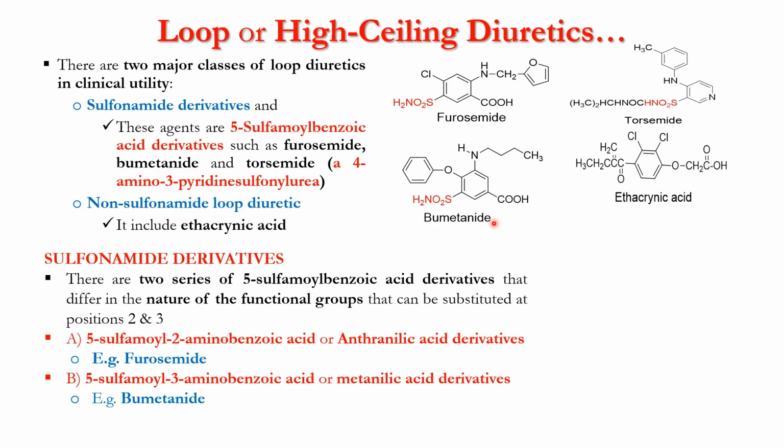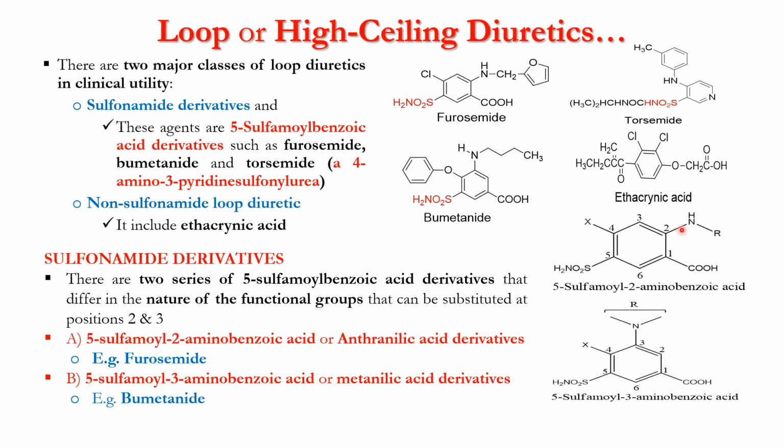If the substitution happens at position 2, here is position 2, they are taken as 5-sulfonyl 2-amino-benzoic acid derivatives that come dominantly from anthranilic acid derivatives. So furosemide is a prototype for this group. If the functional group substitution takes place at position 3, in the case of bumetanide, which is a prototype, they are named as 5-sulfonyl 3-amino-benzoic acid derivatives. So we'll discuss each of them in detail.